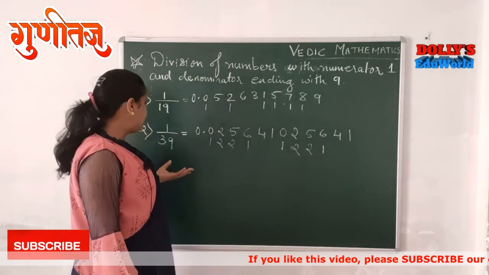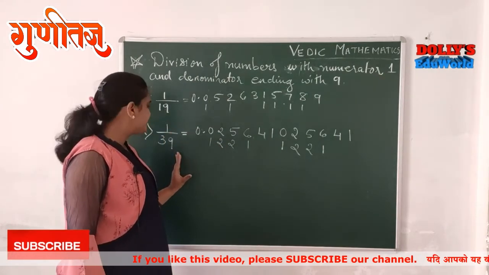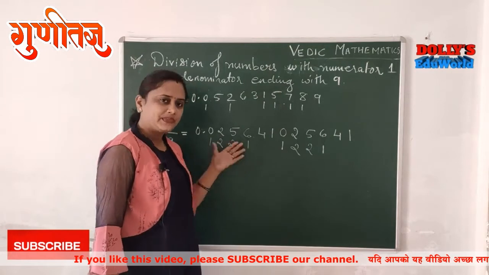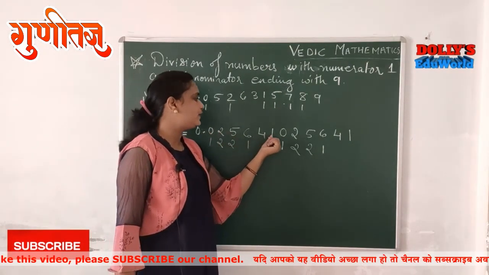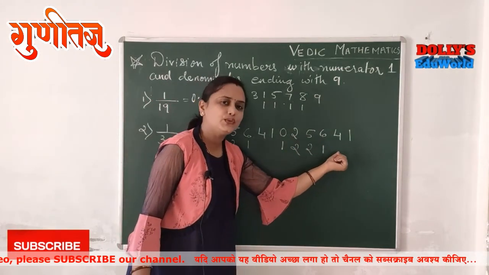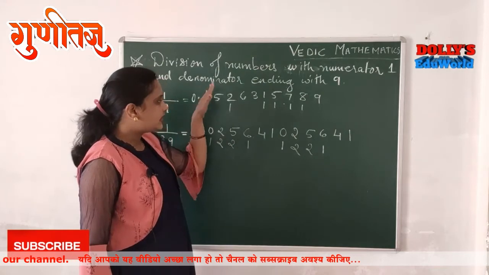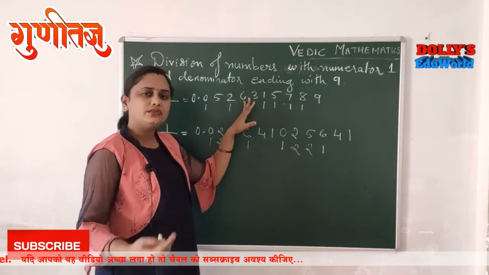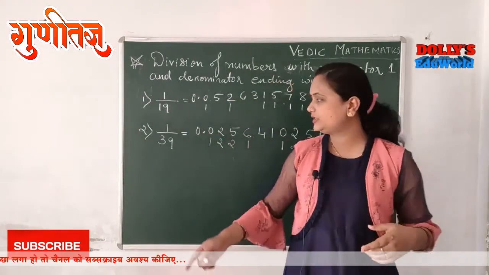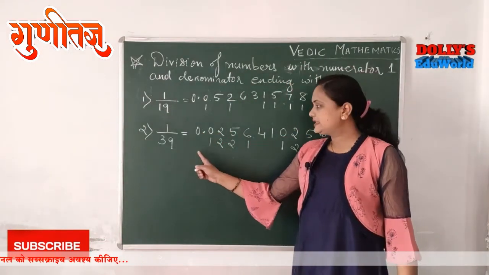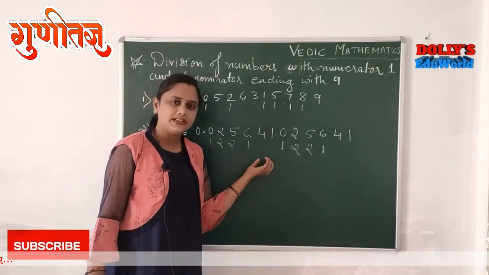So you have observed that this fraction is a recurring decimal, because it is repeating: 0.025641, then 0.25641. It will go on like this, but we have calculated according to this pattern. So within 1 or 2 minutes we'll be able to calculate the division of 1 upon 39. This is how you can take other examples also, 1 upon 49, 1 upon 59.